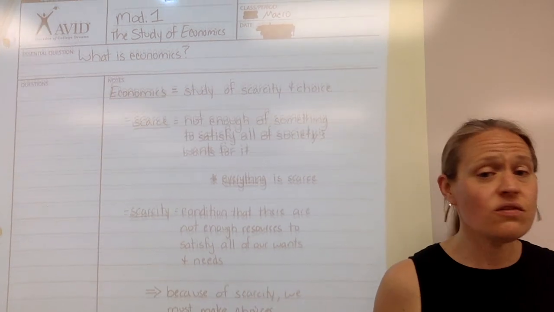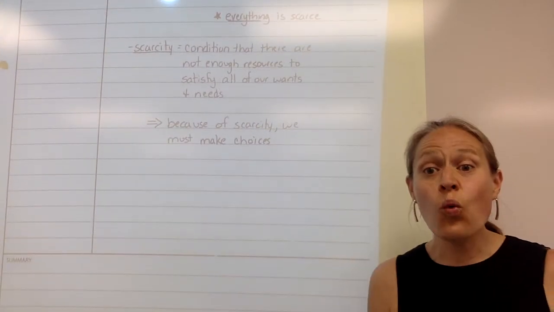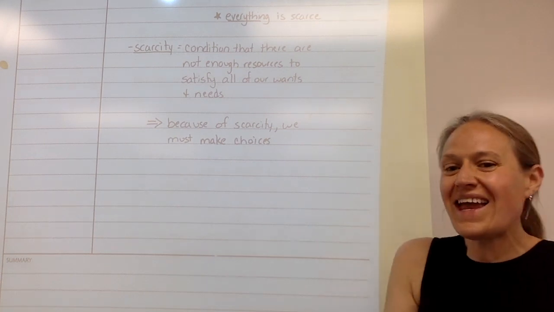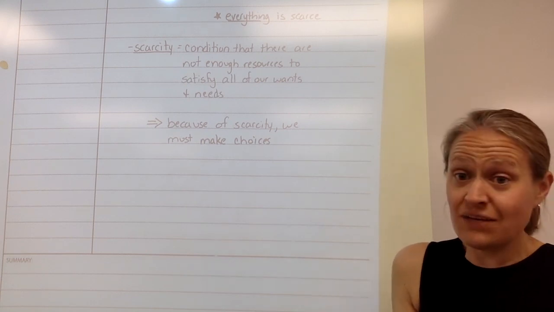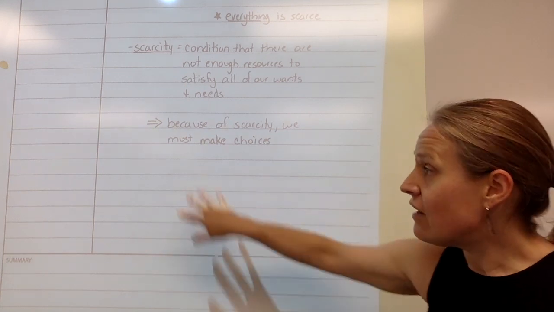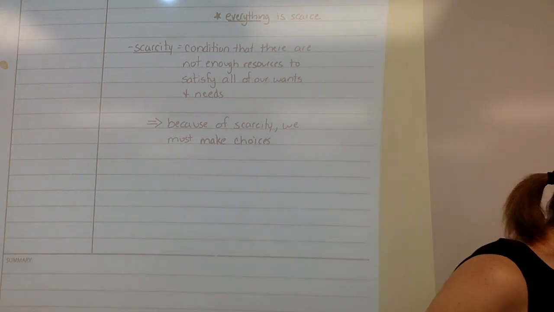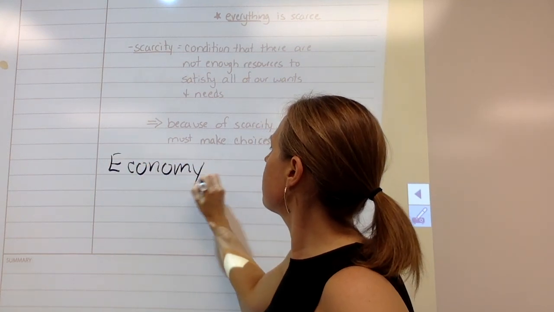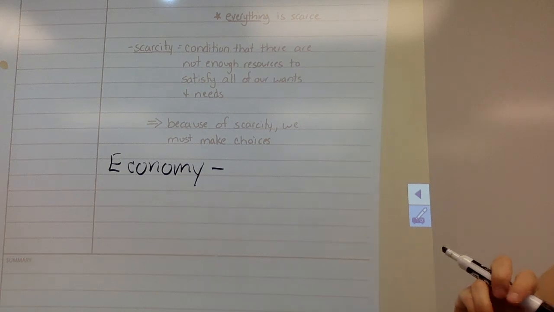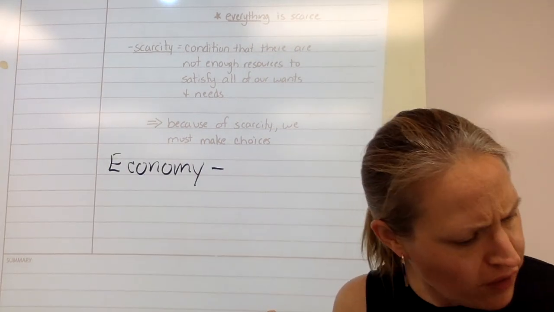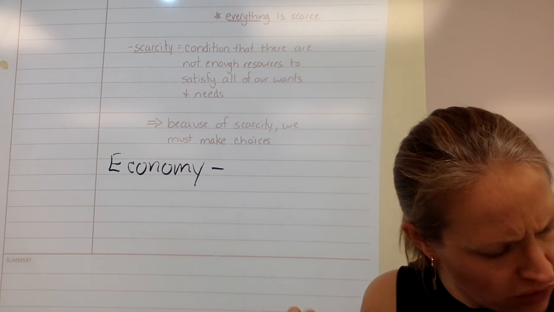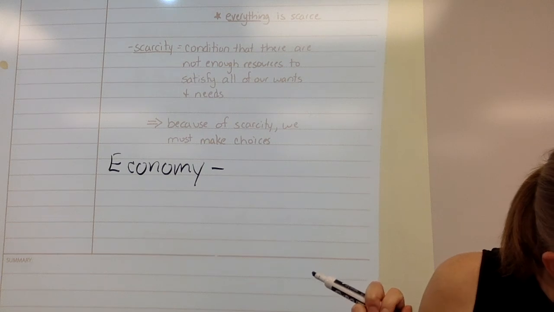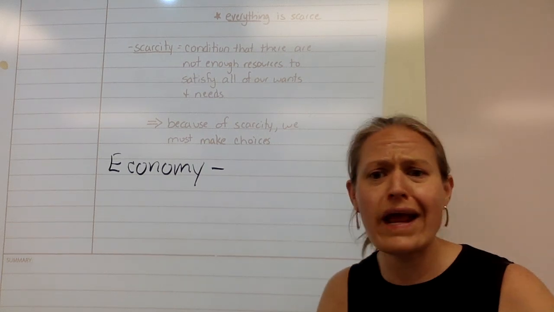So the next thing in our notes says, because of scarcity, we must make choices. And because we must make choices, because we can't have everything we want and nobody can, we have what we call an economy. Now that is not in your notes right now, so we're going to add that in here. Economy. And your book describes economy as a system that coordinates choices about production with choices about consumption and distribution, and distributes goods and services to the people who want them. So what does that actually mean?